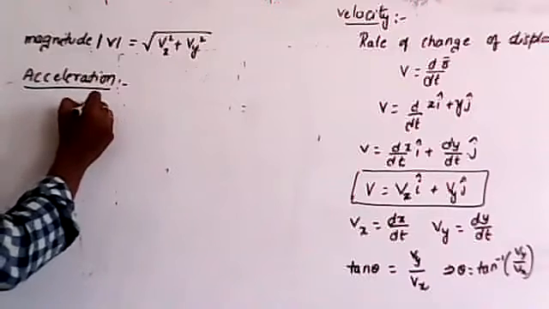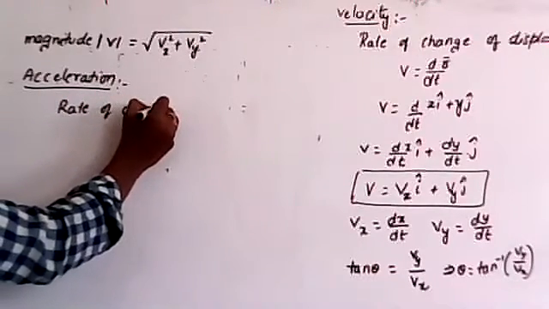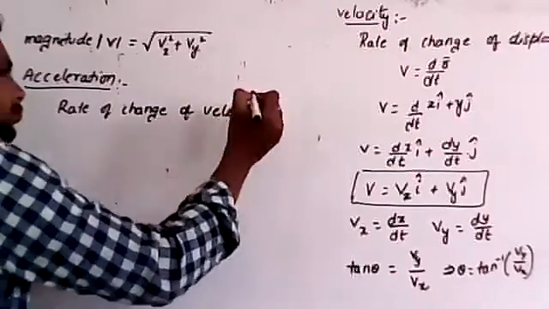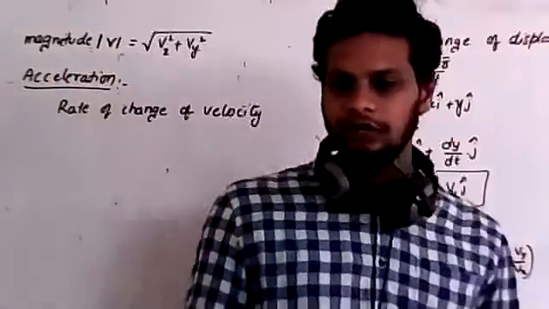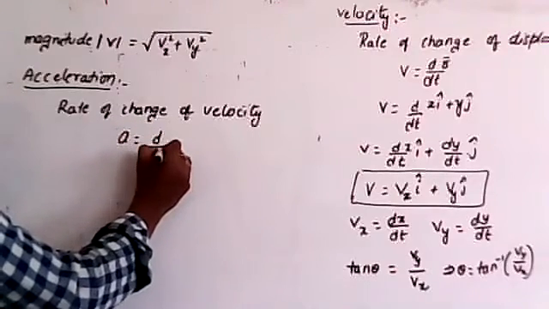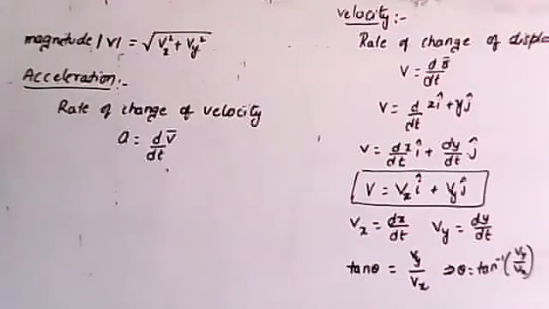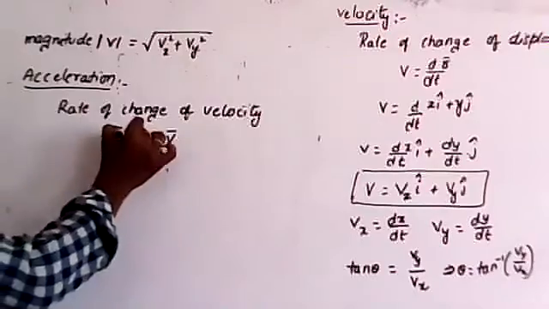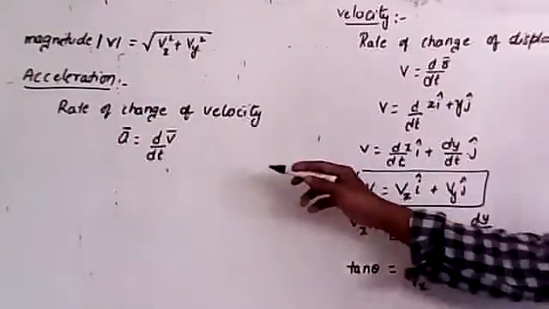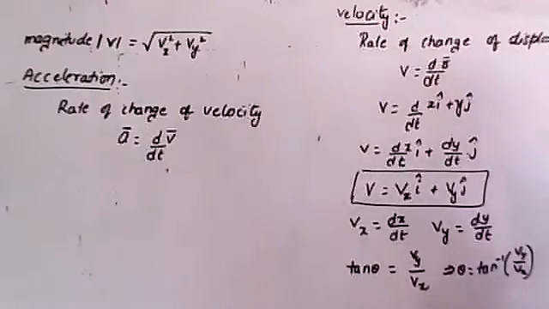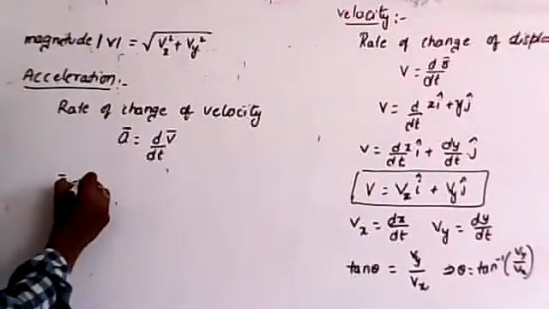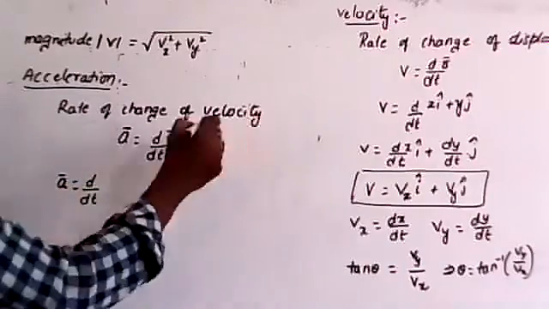Rate of change of velocity. Very good, Ritika. Now that acceleration A can be taken as d by dt of v bar. Why? Because this time I am explaining in terms of vector. Therefore take it as v bar, dv bar by dt. So therefore A bar is equal to d by dt of v bar.